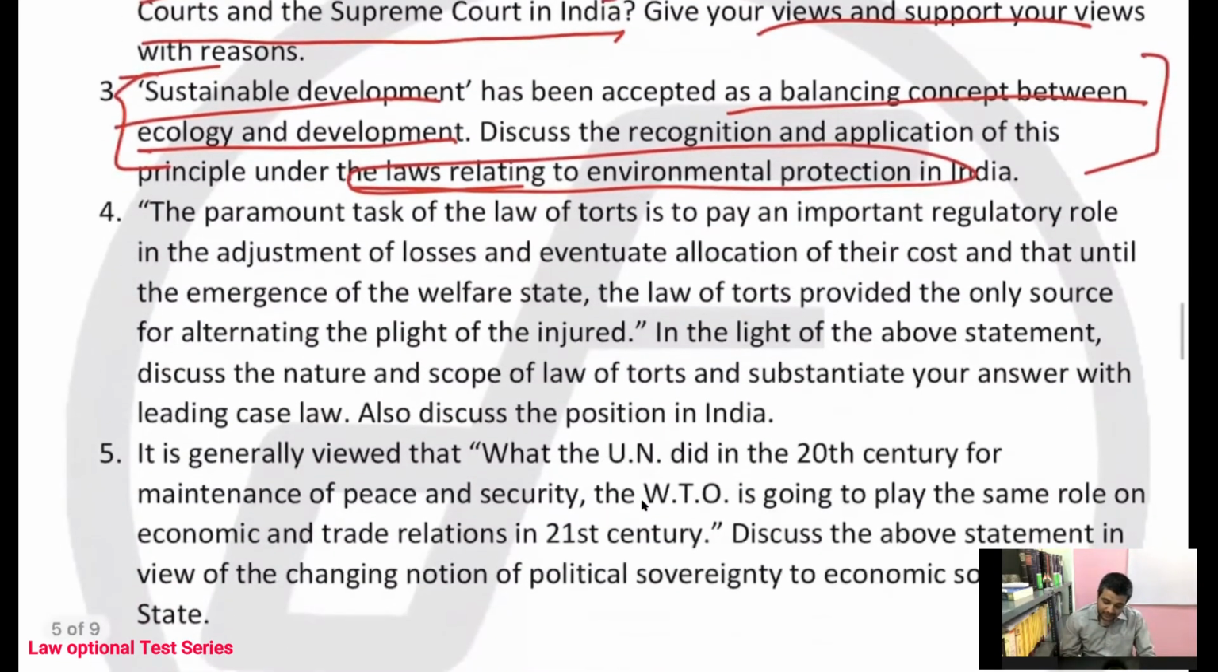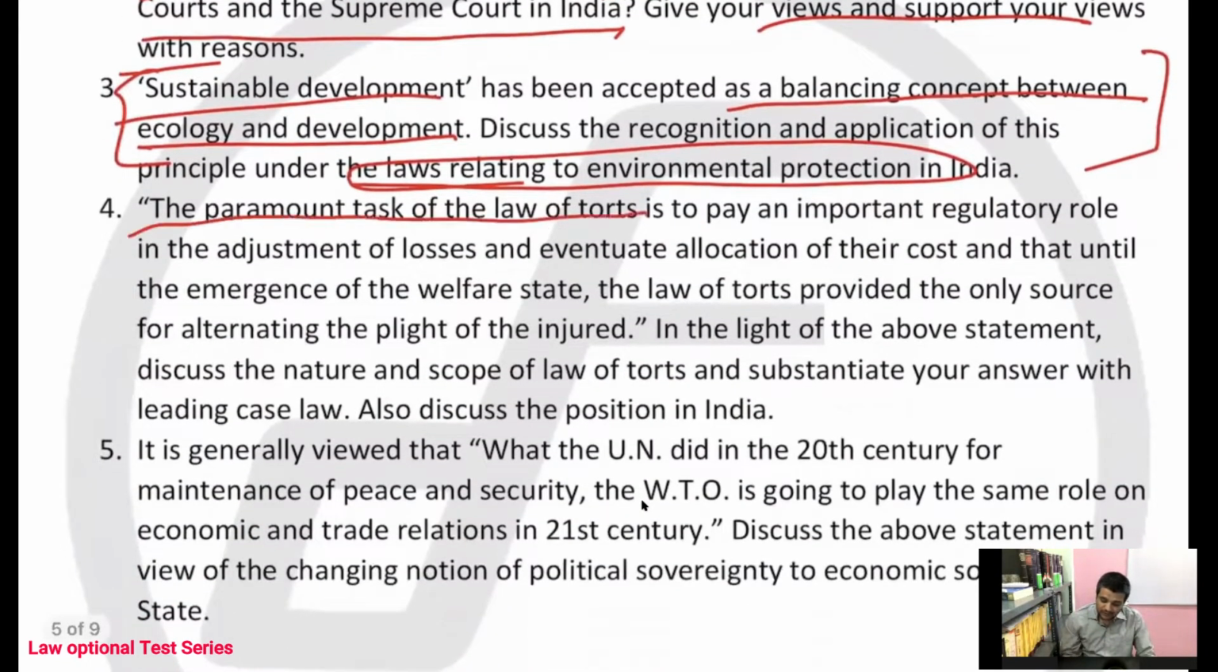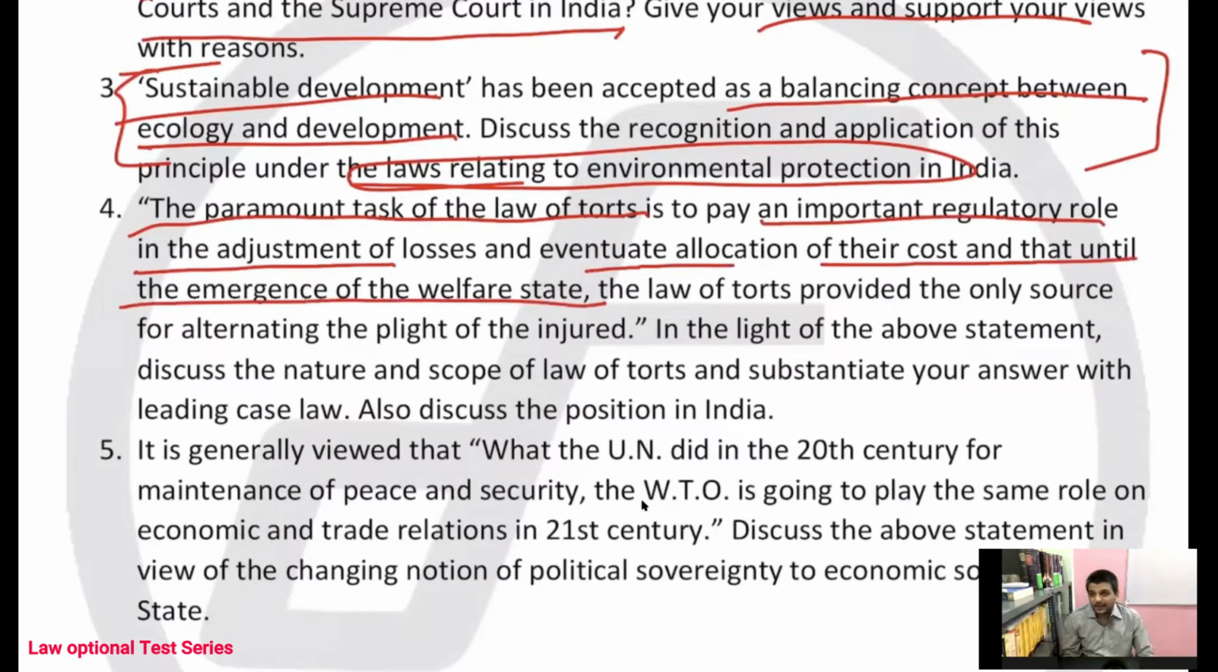Okay. Similarly, see, the paramount task of the law of tort is to play an important regulatory role in the adjustment of losses and equitable allocation of their cost until the emergence of a welfare state. Right. So until the state does not take care of citizens, it is the duty of court to take care of the citizens. Right. So until the state becomes a welfare state, the court should assume that role. That is what actually this question is asking.